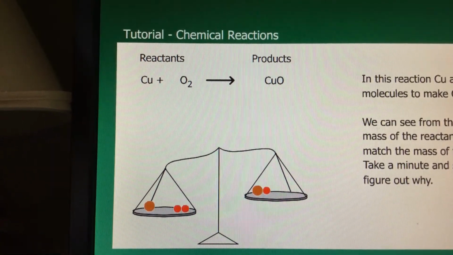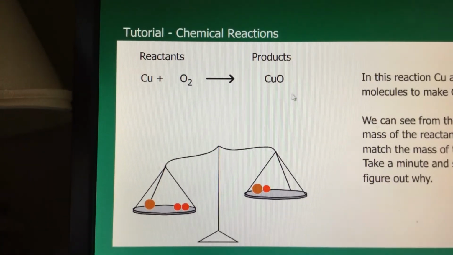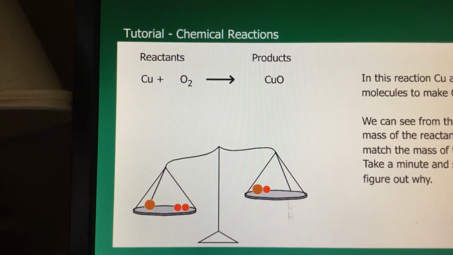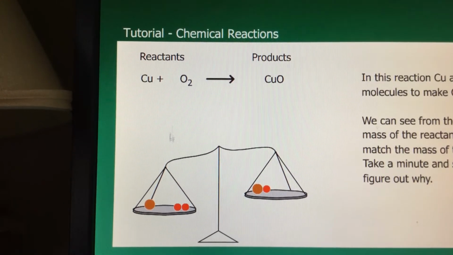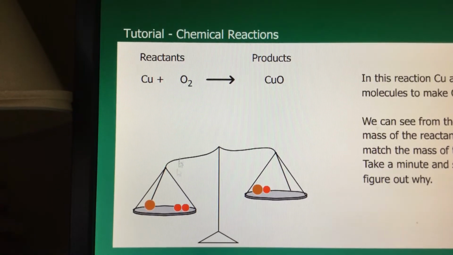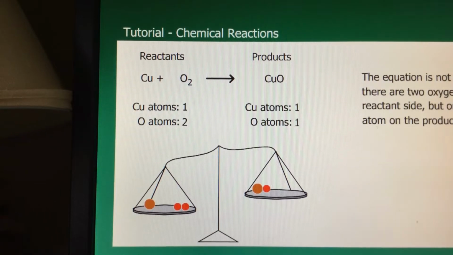Now here's a great visualization to help you understand how you're balancing reactions. You see you have a picture of a balance here, and you can see that the copper and the oxygen have a greater mass than this copper oxide. Well, why is that? Here we have 1 copper, 2 oxygen atoms. Here we only have 1 copper and 1 oxygen atom. So what we're going to do is get this to balance out.